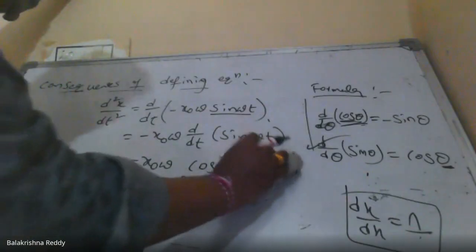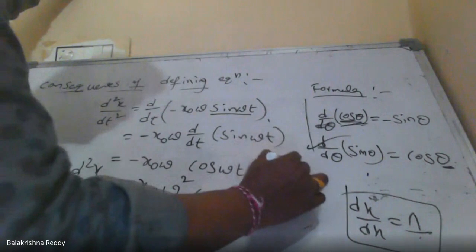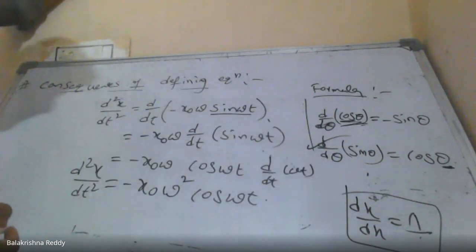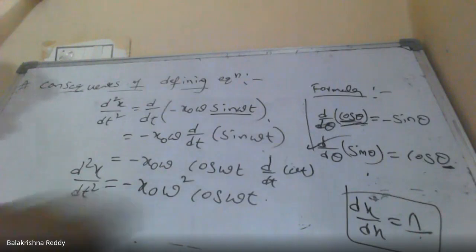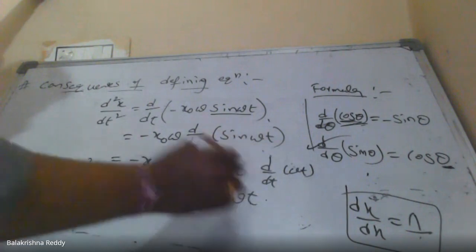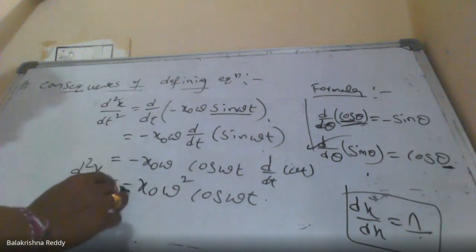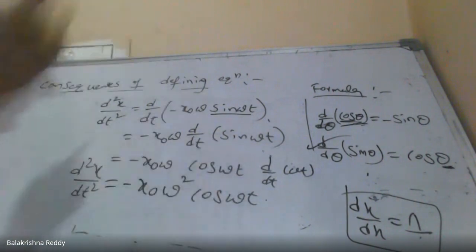Why do we get omega again? We will differentiate again. Okay, sir. d by dt of omega t you will do, no? From that, omega we will keep aside, dt by dt is 1, no? Yes, sir. So 1 into something is that thing only, no? That's why we didn't write it. So d square x by dt square is minus x naught omega square cos omega t.